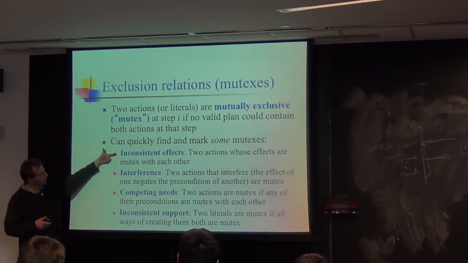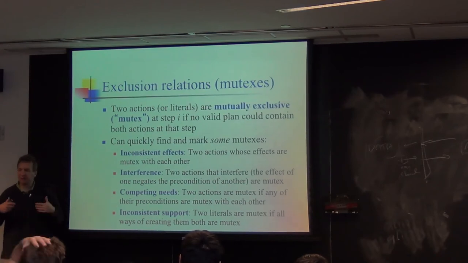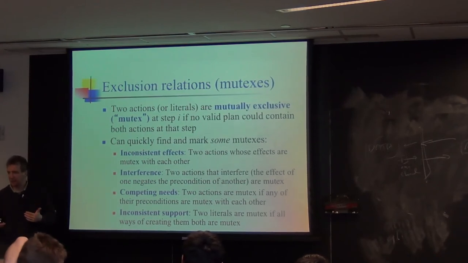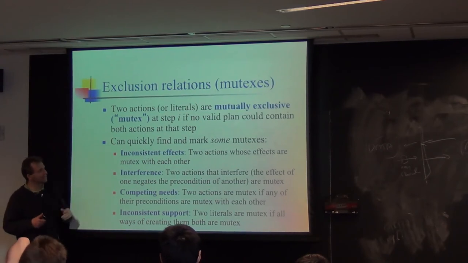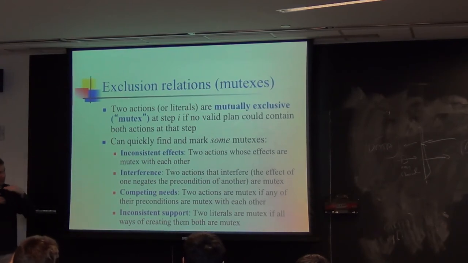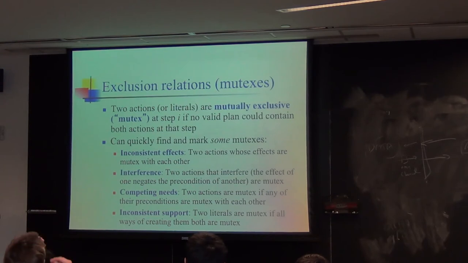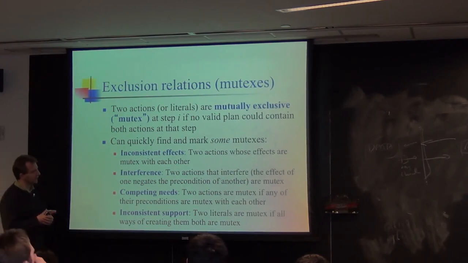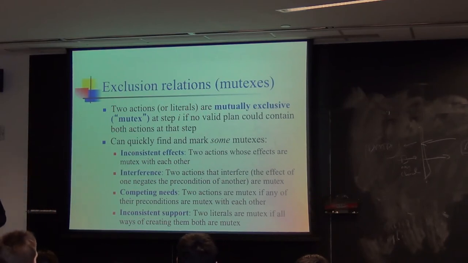And these are some of the classifications of the types of mutexes that you might be looking for, that you annotate to find those conflicts. One is inconsistent effects. If you have two actions in the same level whose effects are mutex with each other, that basically means it's like saying one asserts A and the other one asserts not A. They are not going to be consistent with each other. Interference: two actions interfere if the effects of one negate the preconditions of another. So if one says not A, and the other one has A as its precondition, then they can't be done in that sequence.